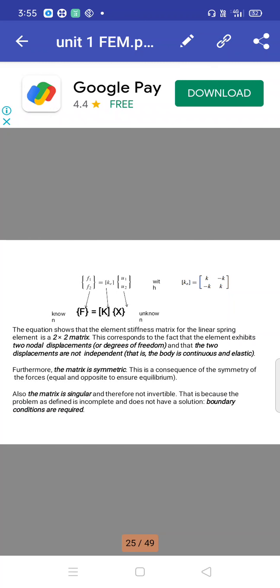So finally, F specifies the force vector, K specifies the stiffness matrix, and X specifies the displacement vector. This is actually a 2 by 2 matrix. The matrix is symmetric, which is a consequence of the forces being equal and opposite to ensure equilibrium. The matrix is singular and therefore not invertible. That is because the problem as defined is incomplete and does not have a solution. Boundary conditions are required.